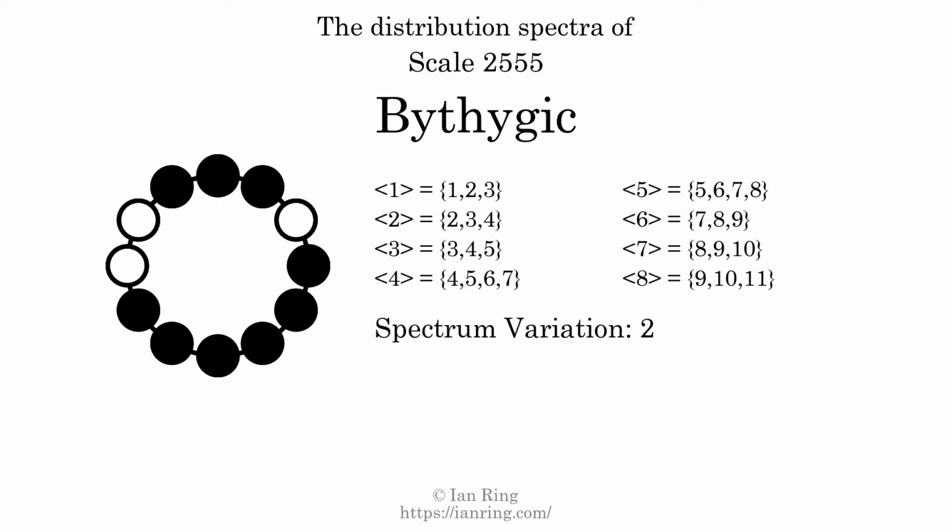The spectrum variation is the sum of all the widths, divided by the number of tones. The spectrum variation of this scale is 2. Since the variation is greater than 0, this indicates that the scale is not perfectly even. The highest spectrum width is 3. Since this is greater than 1, we know that this scale is not maximally even.